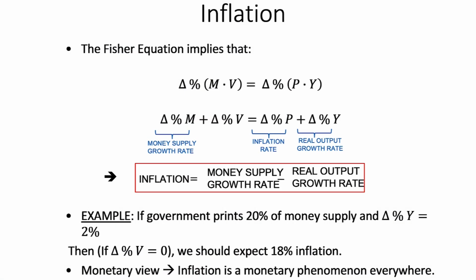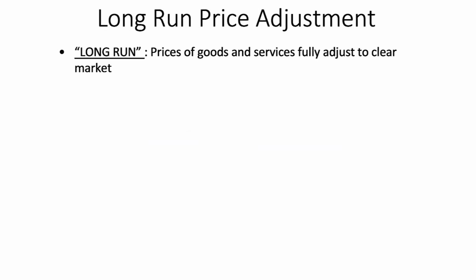So this leads to what is sometimes referred to as a monetary view. The monetary view says inflation is always and everywhere a monetary phenomenon. In other words, what causes inflation? Inflation is always and everywhere caused by the central bank printing too much money that people don't want for transactions. And so that's going to cause inflation. Typically, economists think that for this to be the case, you need enough time for prices to adjust.